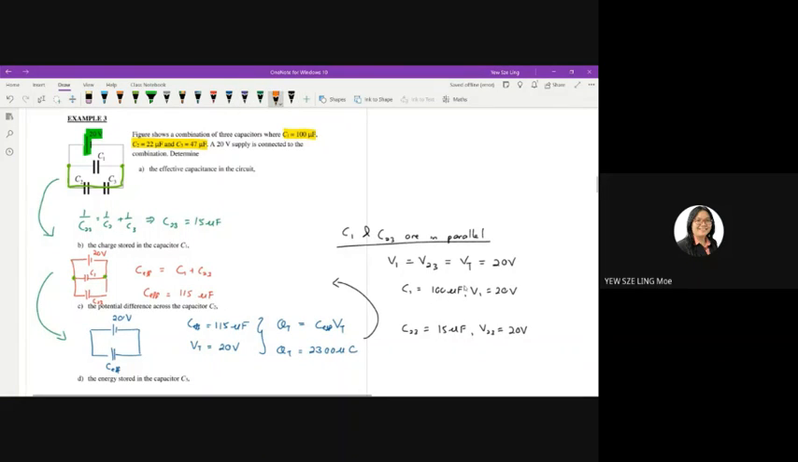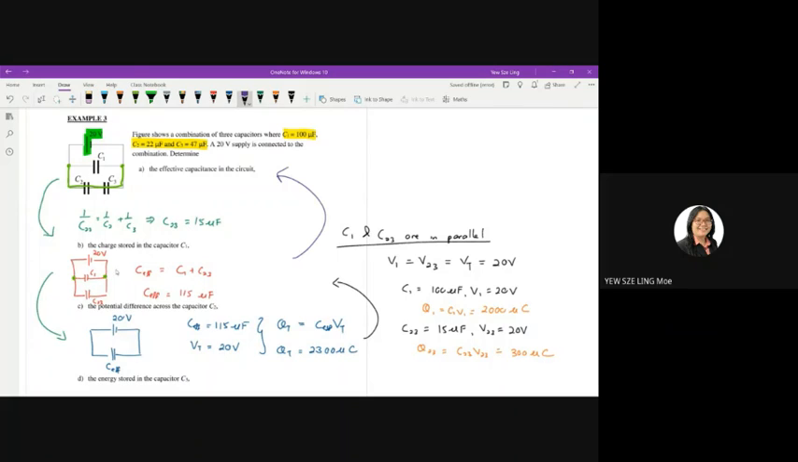These are the information that we have. So by using these two pieces of information, V and C, you can then determine Q. Q1 equals C1 V1, which is equal to 2000 microcoulomb. Q23 equals C23 V23, which is then equal to 300 microcoulomb. So these are the information that we have. And now what am I going to do? I'm going to reverse the process one more time, from the red color diagram to the original diagram.